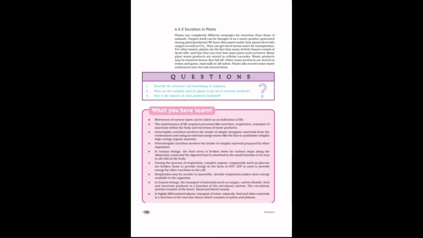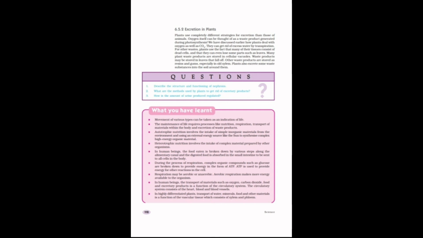For other waste, plants use the fact that many of their tissues consist of dead cells and that they can even lose some parts such as leaves. Many plant waste products are stored in cellular vacuoles. Waste products may be stored in leaves that fall off. Other waste products are stored as resins and gums, especially in old xylem. Plants also excrete some waste substances into the soil around them.